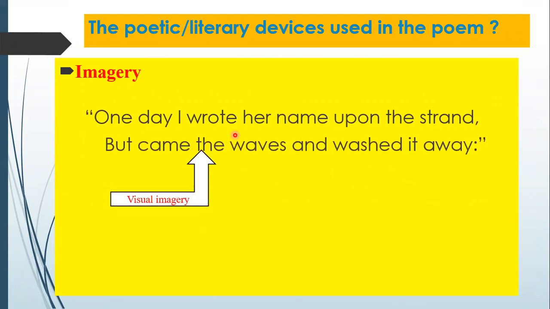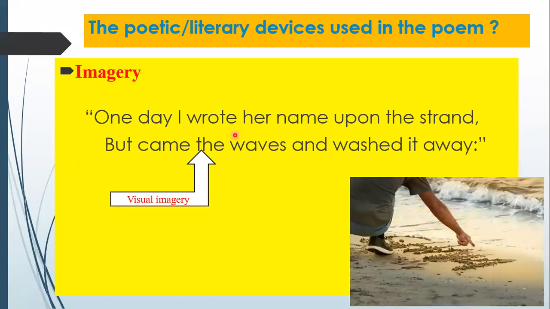So here, "One day I wrote her name upon the sky, but came the waves and washed away." Here we have visual imagery. As if he is describing a picture for us, as if we are looking at this picture here, as if by these words, just writing in our mind a picture like this. So we can say that we have visual imagery.